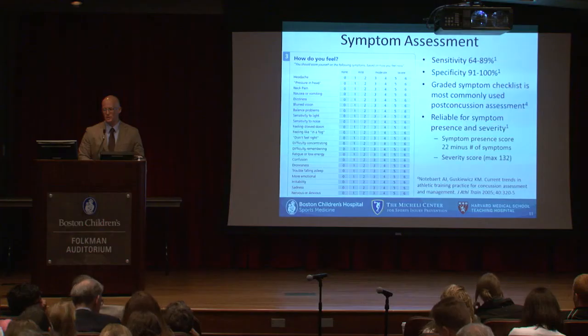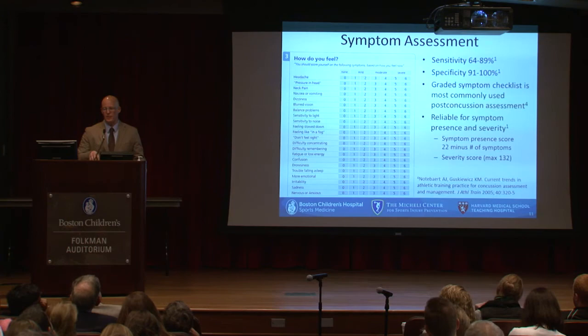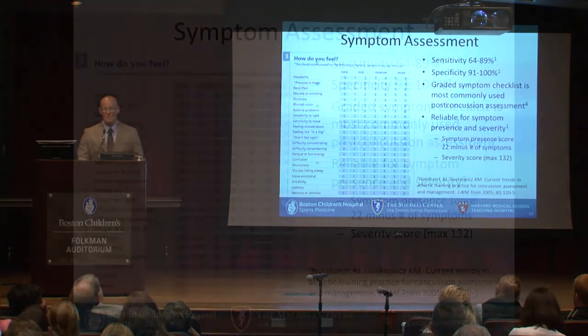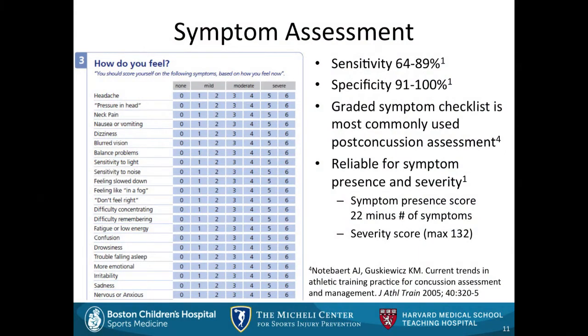So if you look at the symptom assessment and what their severities are, a bit of a variable sensitivity, but again, a very good specificity, 91 to 100%. And this is the most commonly used thing. This was in an athletic training journal, and it shows that some version of a symptom scale is the most commonly used assessment post-concussion. And it's fairly reliable. So again, there's two ways of looking at this.